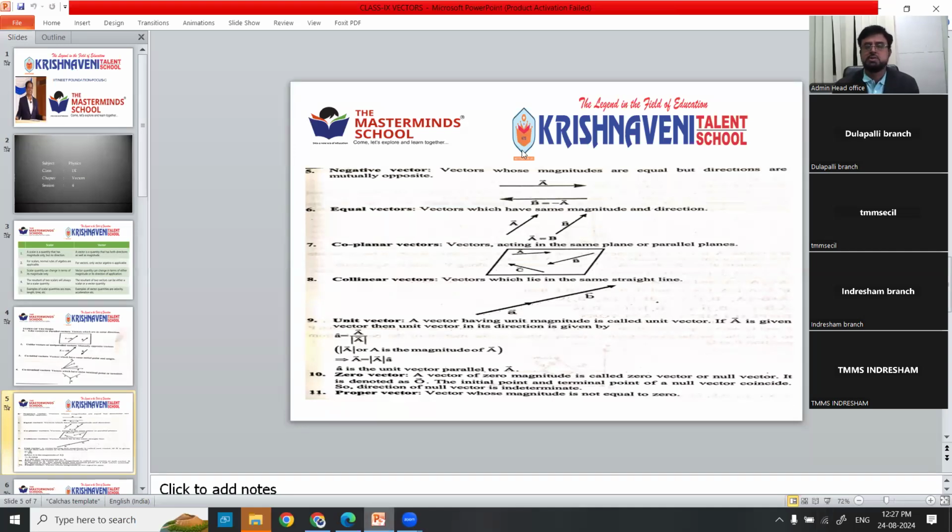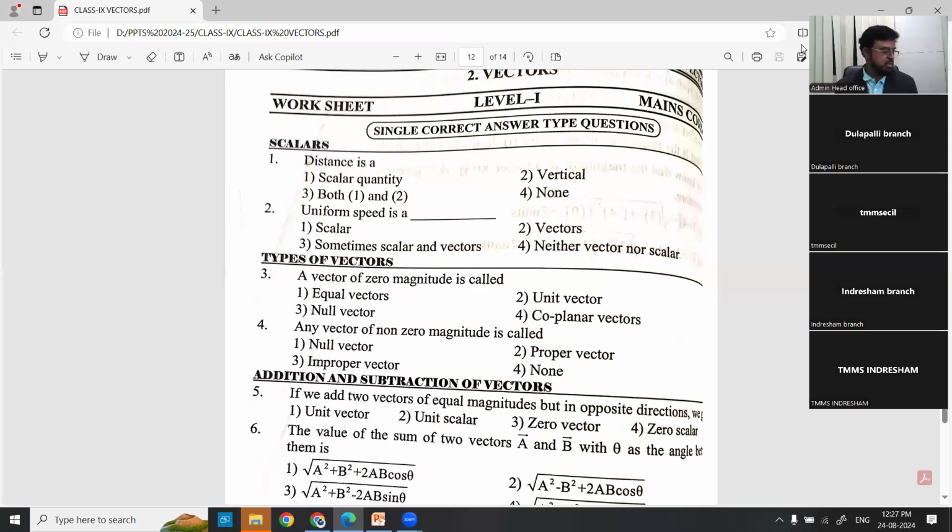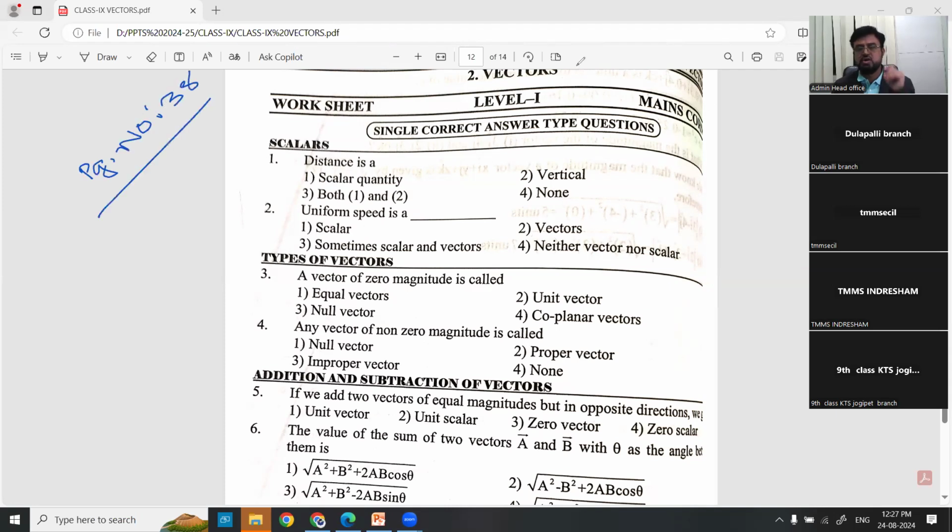But before that, this is our textbook, page number 38. You can see, right? So we have the worksheet with level 1. Worksheet level 1 is based on the topics we covered, that is scalars and types of vectors. These are the two topics we covered. We have not covered addition yet. So in level 1, there are 4 questions based on what we covered so far. So let me first explain this, then later you can note down in the notebook.